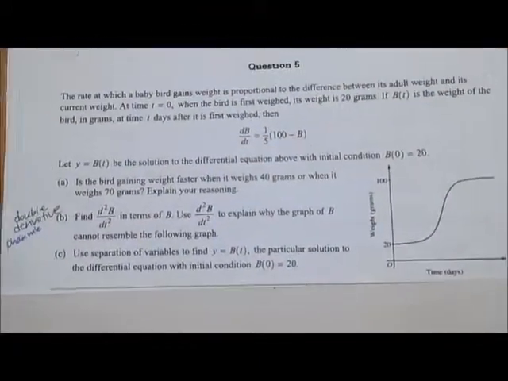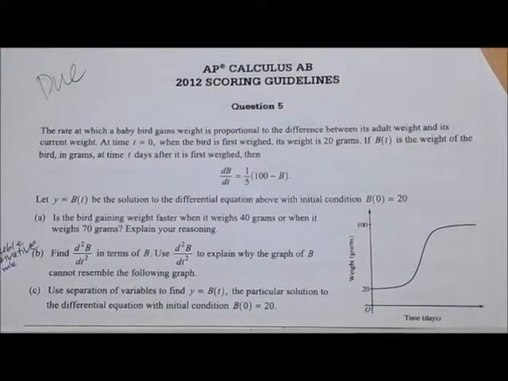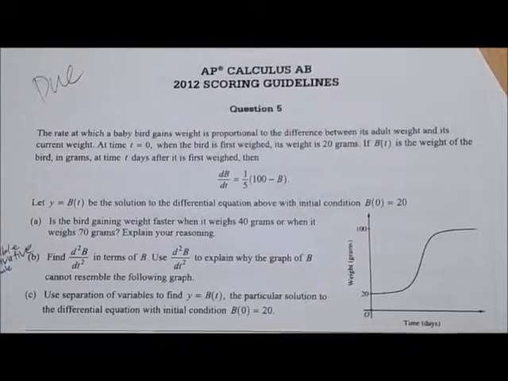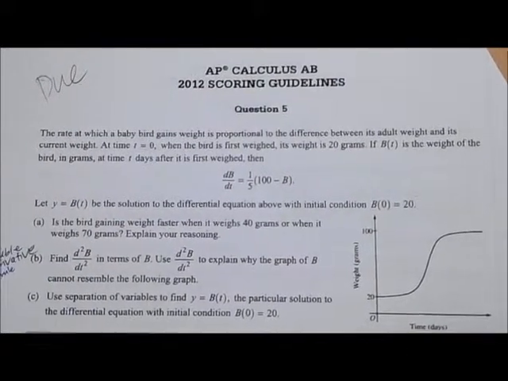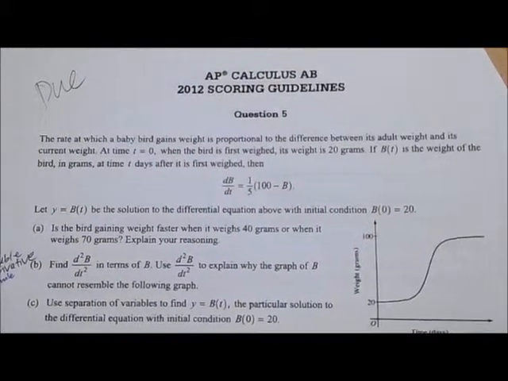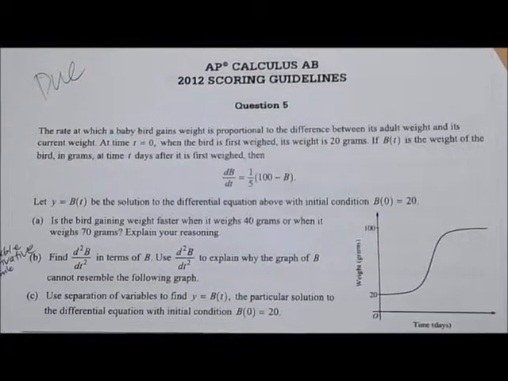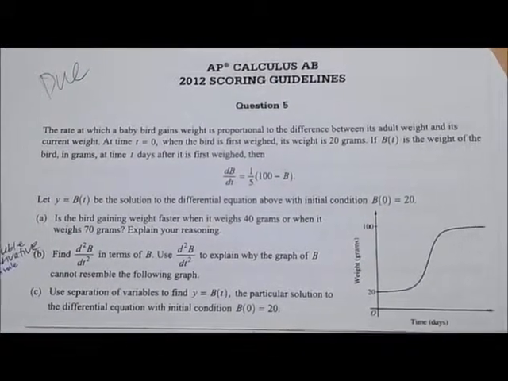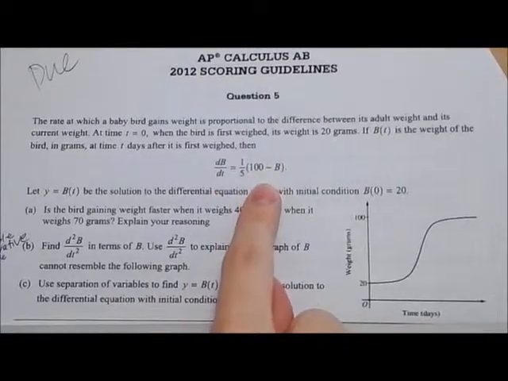The question reads, the rate at which a baby bird gains weight is proportional to the difference between its adult weight and its current weight. At time t equals 0 when the bird is first weighed, its weight is 20 grams. If B of t is the weight of the bird in grams at time t days after it is first weighed, then dB/dt equals this equation.